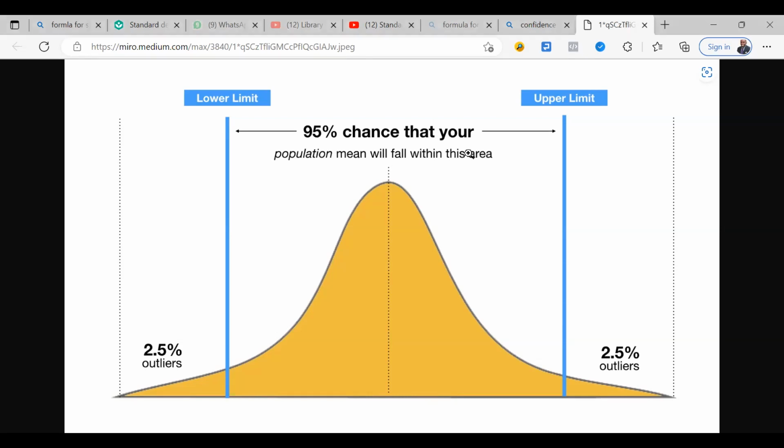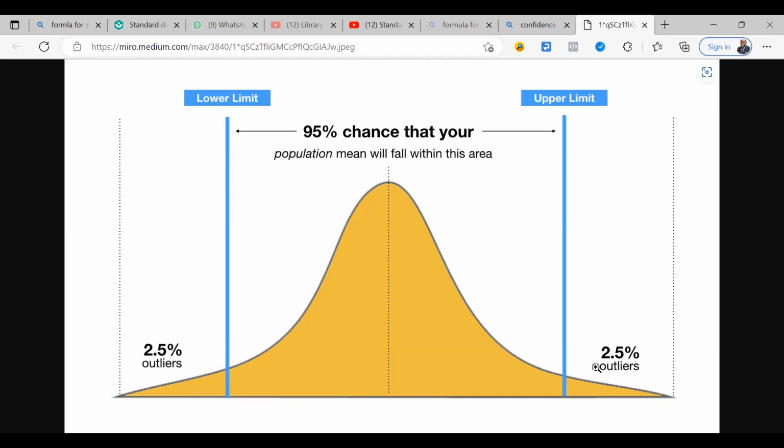Okay. So now, if you repeat an experiment 100 times, 95 times, sorry, the results of that experiment will fall within this area between the lower limit and the upper limit.